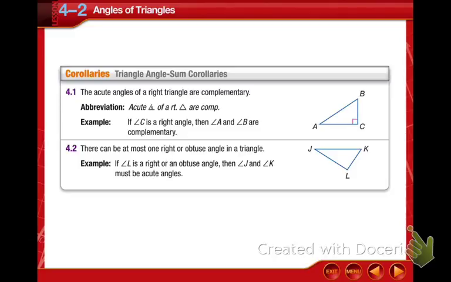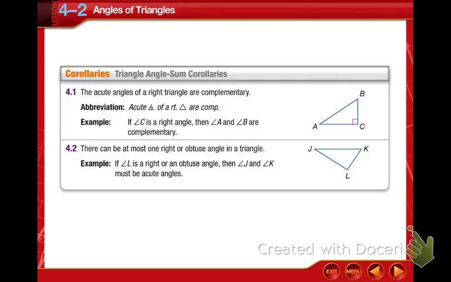So if you have a right triangle, remember the sum of all the angles of a triangle add to be 180. So one of those angles is a 90-degree angle because it's a right triangle. Take that away, 180 minus 90 is 90. So that means the other 2 angles have to add to be 90 because that's what's left over, which makes them complementary.